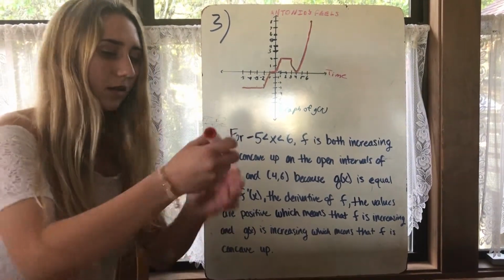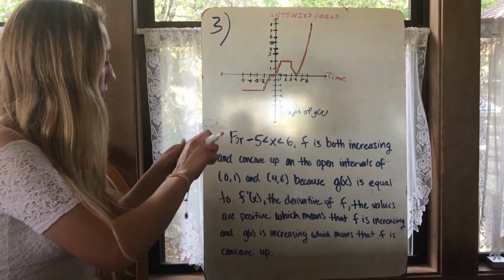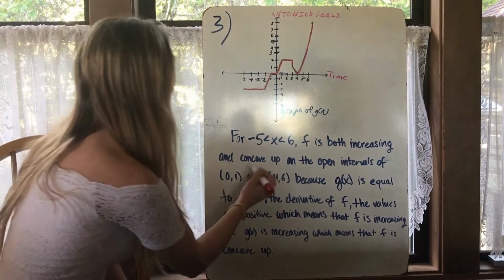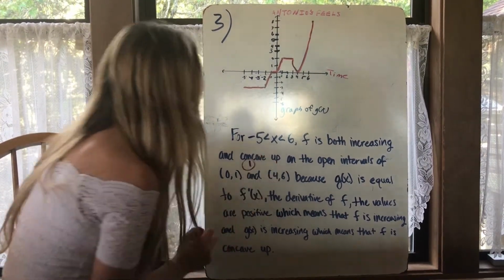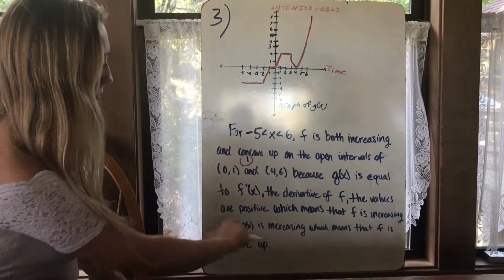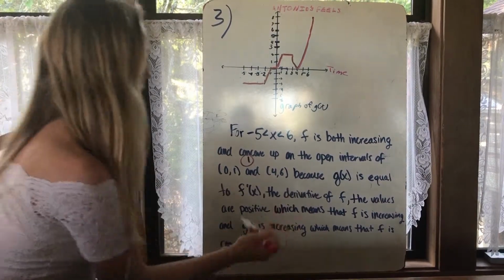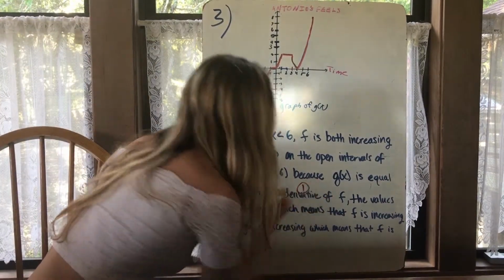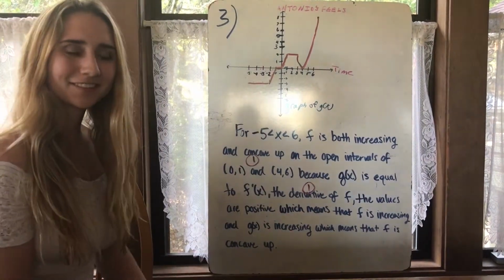So for this question, you would first receive a point for having the correct intervals, and then you also would receive a point for having a valid explanation, for a total of 2 points.